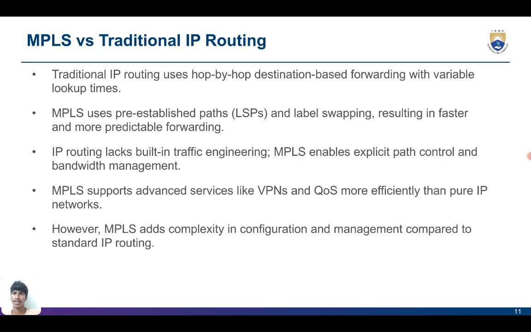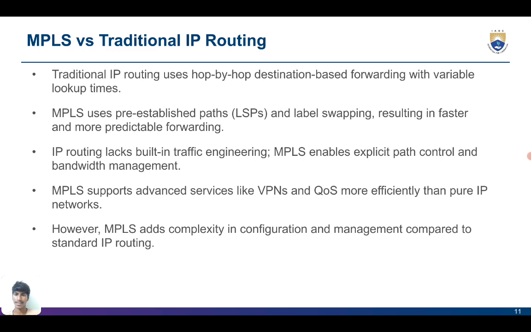MPLS versus traditional IP routing. Traditional IP routing uses hop-by-hop destination-based forwarding with variable lookup times. MPLS uses pre-established paths, LSPs, and label swapping, resulting in faster and more predictable forwarding.